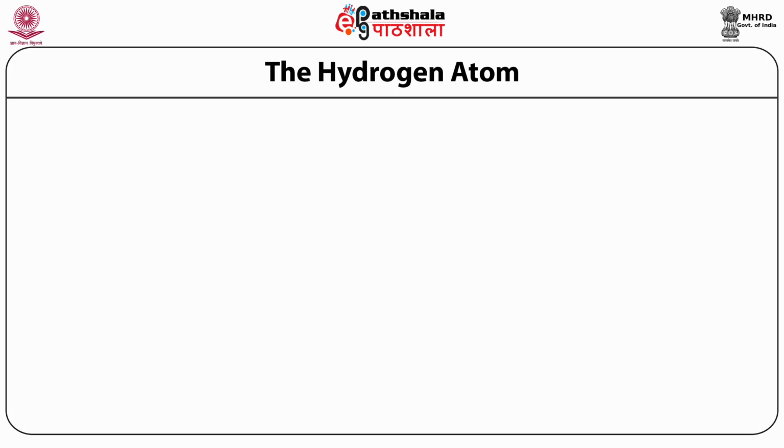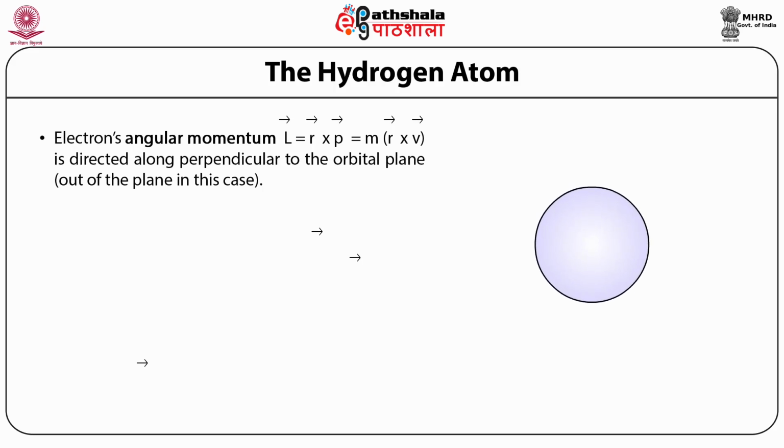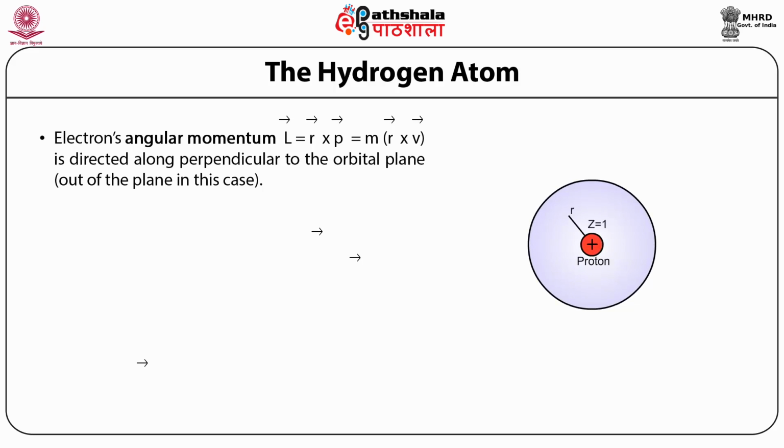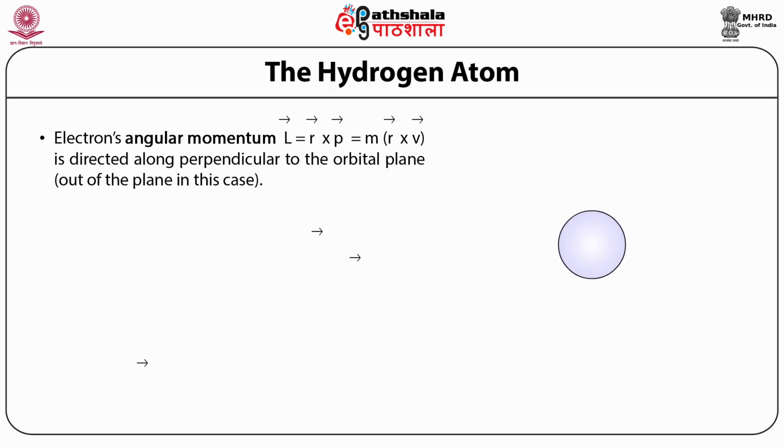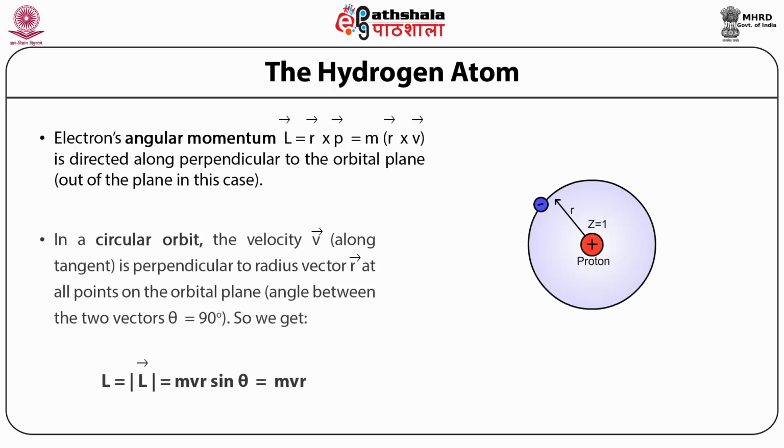In this slide, we are going to discuss Bohr's theory, or the Bohr model, for the hydrogen atom. Now, it's a known fact that the electron's angular momentum in an atom is the cross product of two vectors, that is the radius vector and the momentum vector. So L is equal to r cross p, which is equal to m times r cross v. v is also a vector, the velocity vector, and these are clearly shown in the picture. In the case of a circular atom, the vector v is perpendicular to the vector r.